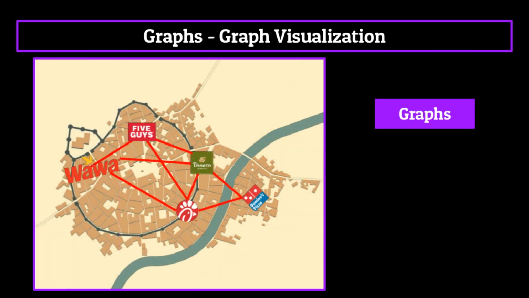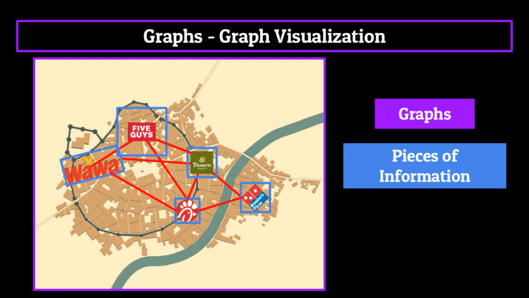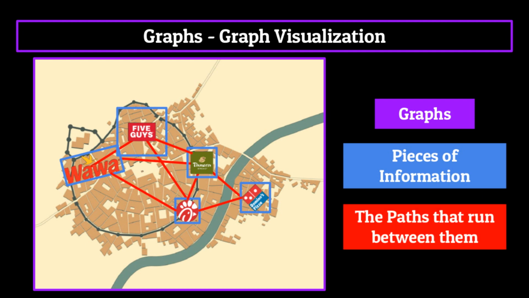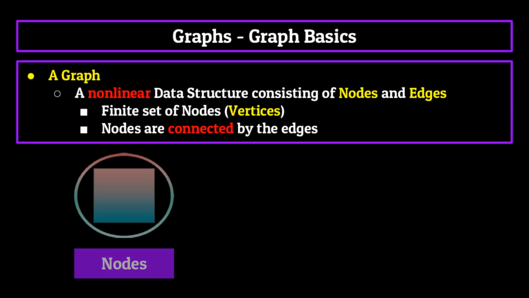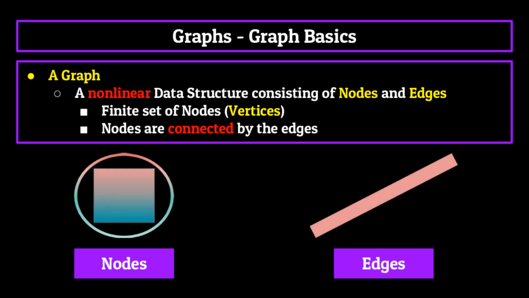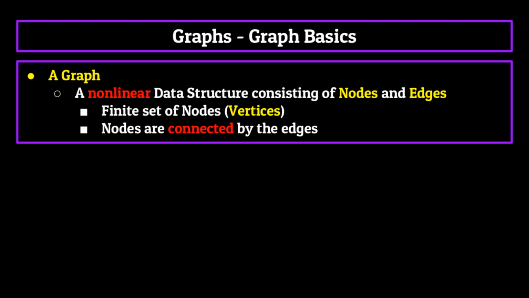Basically, graphs are composed of pieces of information, like the restaurants, and the paths that run between them. Of course, this is just generally. By definition, graphs are a nonlinear data structure consisting of nodes and edges. There are a finite set of these nodes, or vertices, which are connected by edges. Nodes and edges should be familiar to you if you watched the segment on trees.